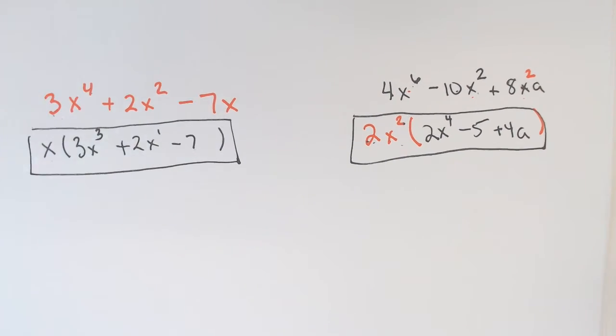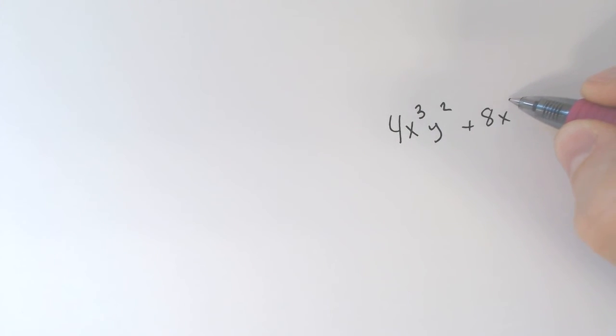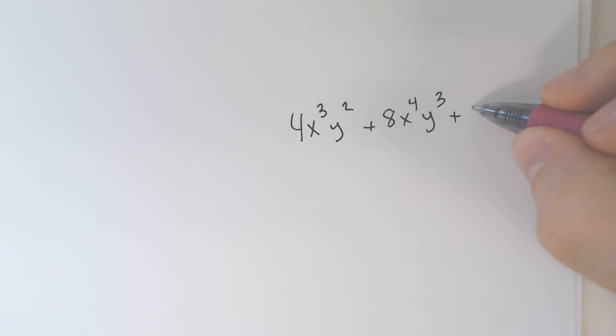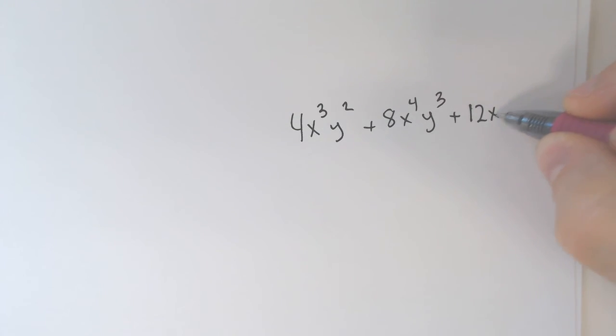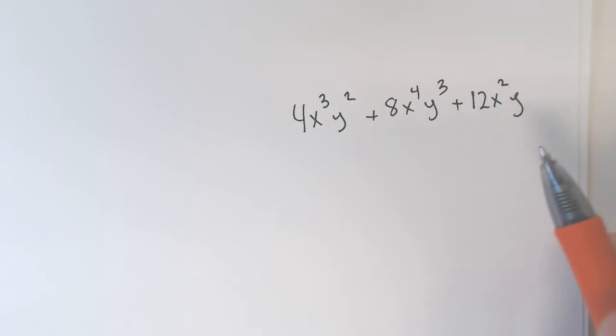Okay? So let's do one more where we got some crazy variables going on. Let's do 4x to the third y squared plus 8x to the fourth y to the third. And we'll even do another one. We'll do plus 12x squared y. So now we got two variables.